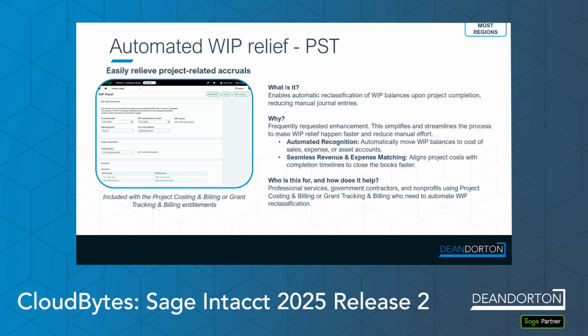So if you do have that, and let's say you're doing fixed fee billing and you're tracking your WIP, or percentage of completion, project completion billing, any of those types of things, there is now more inside the system to be able to automatically relieve the WIP so that you're not having to make manual journal entries to get that.